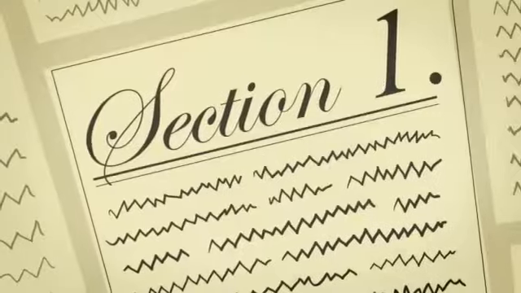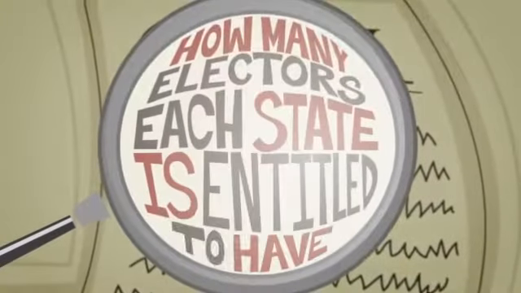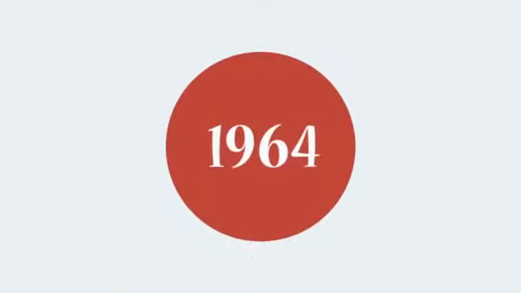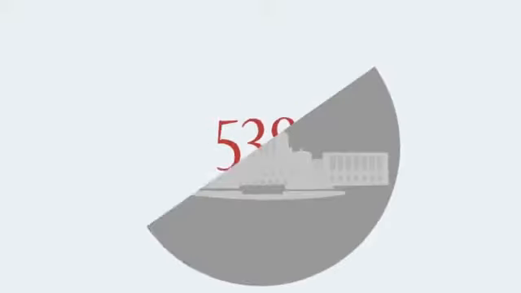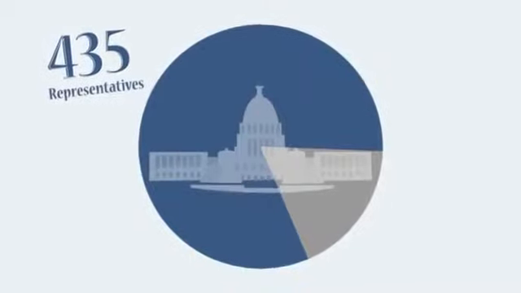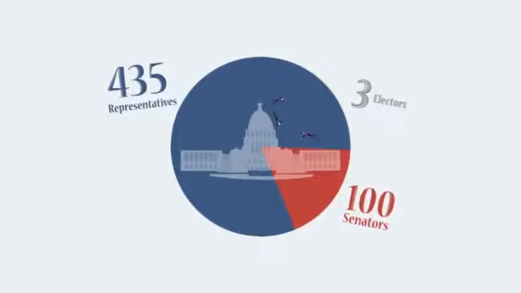Article 2, Section 1, Clause 2 of the Constitution. It specifies how many electors each state is entitled to have. Since 1964, there have been 538 electors in each presidential election. How did they decide on the number 538? Well, the number of electors is equal to the total voting membership of the United States Congress, 435 representatives plus 100 senators and 3 electors from the District of Columbia.